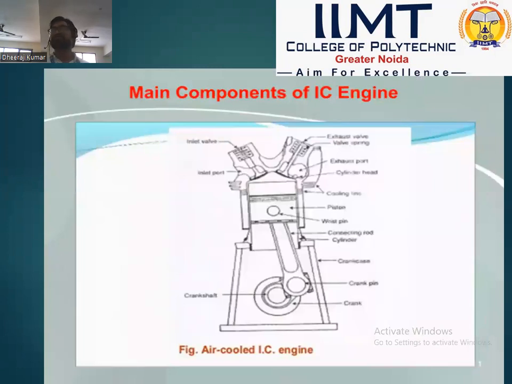This diagram represents the working of the internal combustion engine and its components. This is the inlet valve of the internal combustion engine. This is the exhaust valve. This is the cylinder. This is the cylinder head. This is the piston of the internal combustion engine. This is the connecting rod.